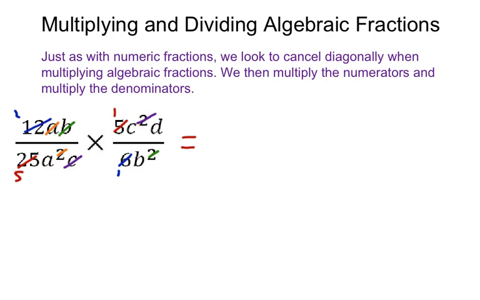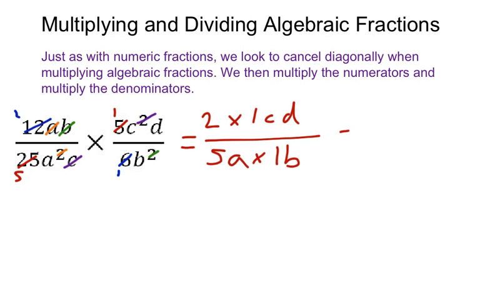Putting all that together, we have 2 on the top of the first one times by 1cd, and on the bottom we have 5a times 1b. That gives us a final answer of 2cd over 5ab.